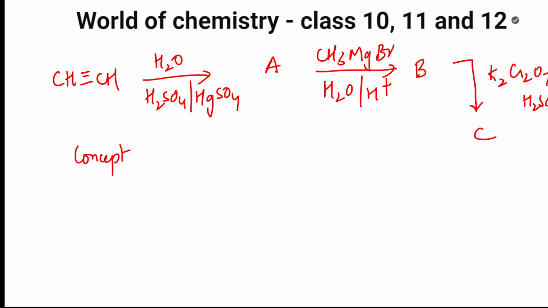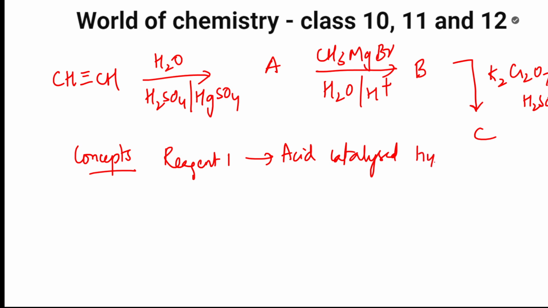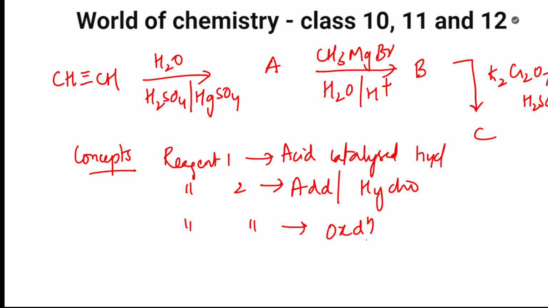First concept: whenever you see the first reagent, reagent 1, mercuric sulfate or sulfuric acid in presence of water, it is nothing but acid catalyzed hydration. You directly add water into this alkyne. Reagent 2, Grignard's reagent, means an addition reaction along with hydrolysis will happen. Reagent 3 is nothing but oxidation. Simple, no? Let me do the question and show you.